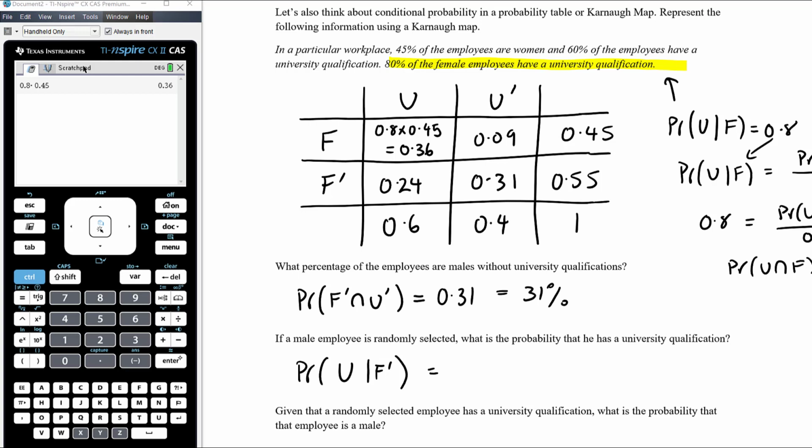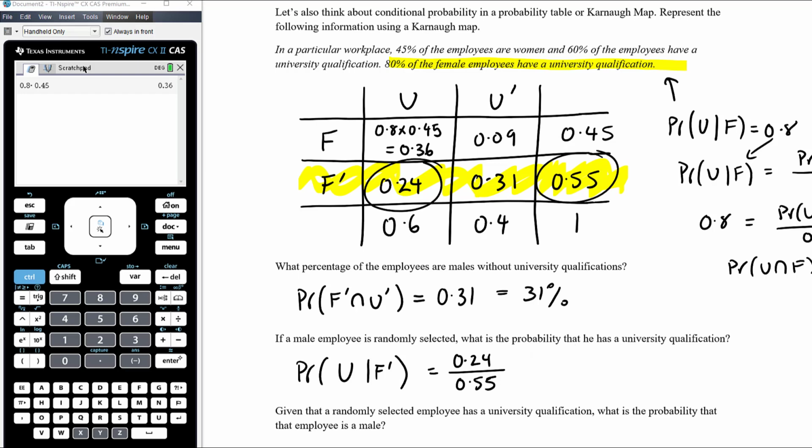Okay, so again, we can think about the Karnaugh map. Given that the person is not female, so given that they're one of this 55% here, we're only really now interested in this row of the table. What is the probability that they have a university qualification? So that is going to be 0.24 out of 0.55. Again, this is the probability of uni and not female, and this is the probability of not female, so it fits the rule.